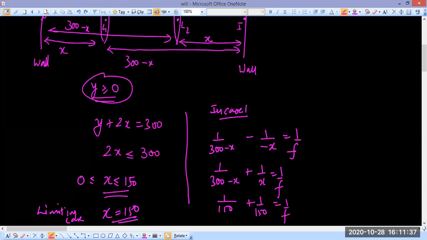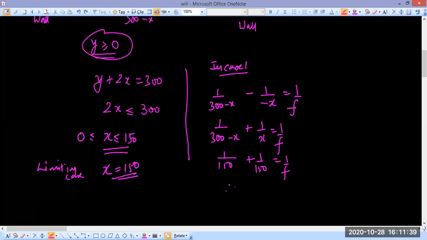I'm sure all of you have understood that. And that's it, 2 upon 150 is 1 by f. Therefore f is equal to 75 centimeter is the limiting case. Again, that means that's the largest possible focal length for which this happens, right? So that's how you have this method.